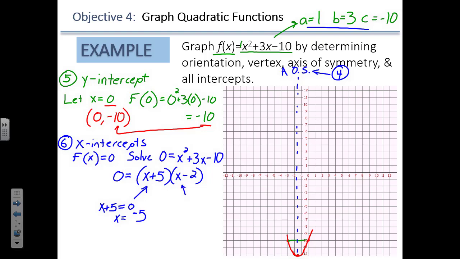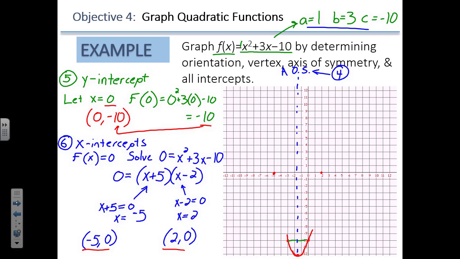And if x minus 2 equals 0, then we can conclude that x equals 2. Now in both of these cases, y is equal to 0, so we have two x-intercepts. They are (-5, 0) and (2, 0). And we can plot those. The first one, (-5, 0), is going to be right there. And our other one, (2, 0), is going to be right there.